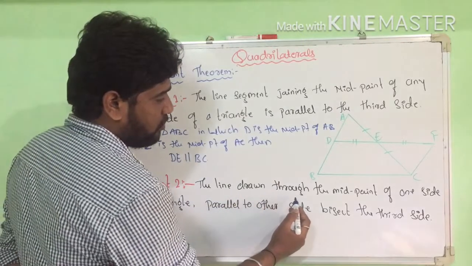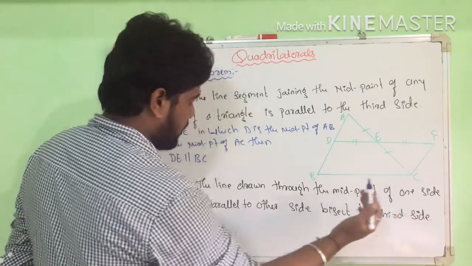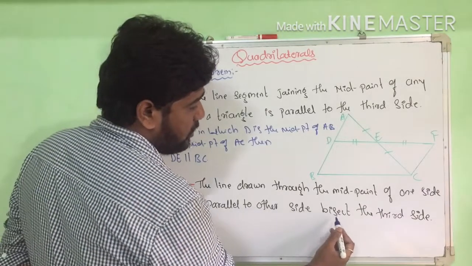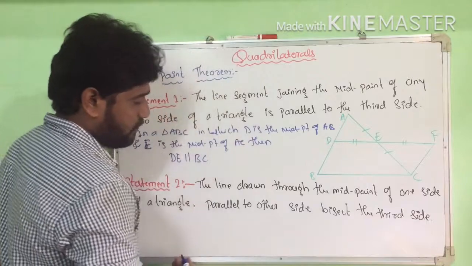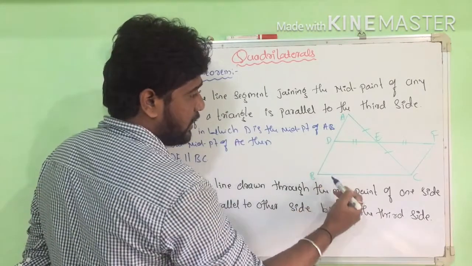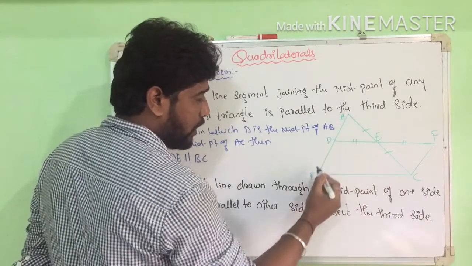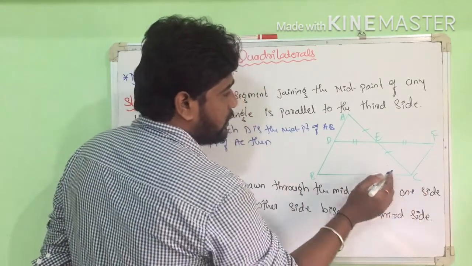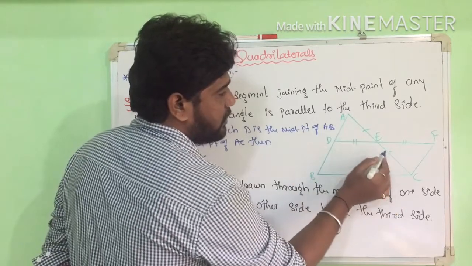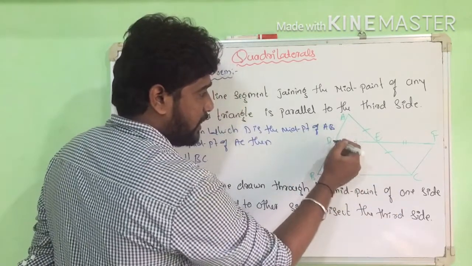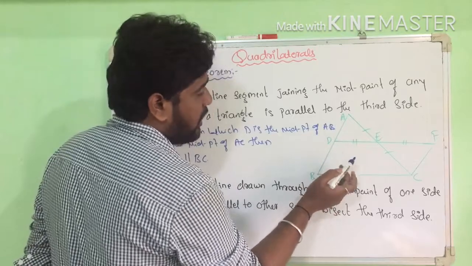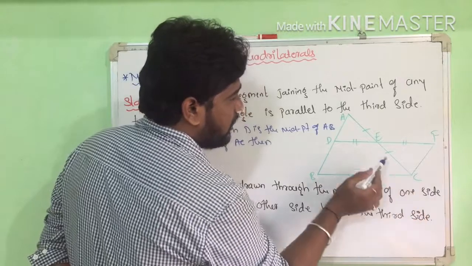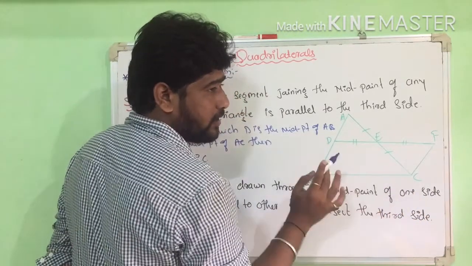The line segment drawn through the midpoint of one side of a triangle and parallel to another side bisects the third side. So here in a triangle ABC, D is the midpoint of AB and DE is parallel to BC. Then E is the midpoint of AC. Here E is the midpoint of AC. Is it clear?